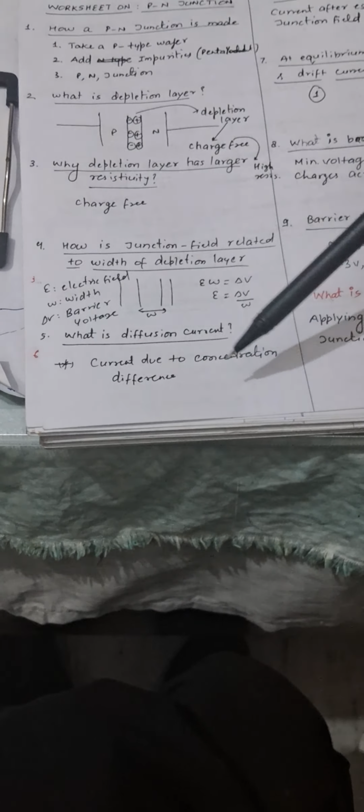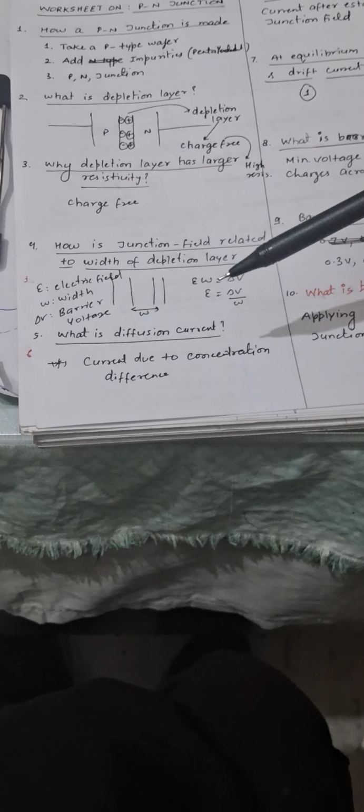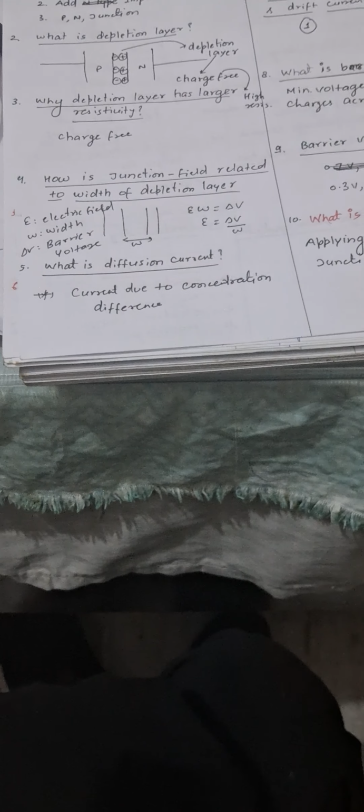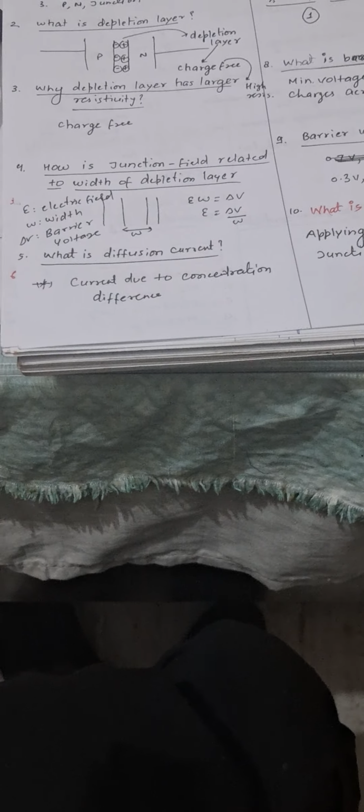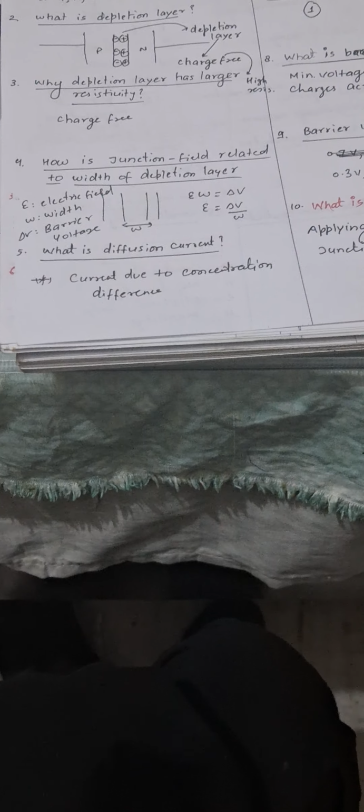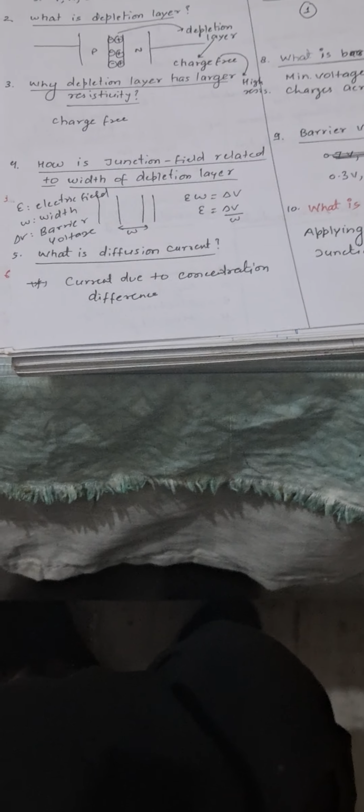Next is, what is diffusion current? Basically, the current due to concentration difference is called the diffusion current. If you make a PN junction, then on the P side we have holes as the majority charge carriers, and on the N side we have electrons as the majority charge carriers. When you mix these two, there is a flow of holes from the P side to the N side and of electrons from the N side to the P side due to the concentration difference. The current generated because of that is called the diffusion current.